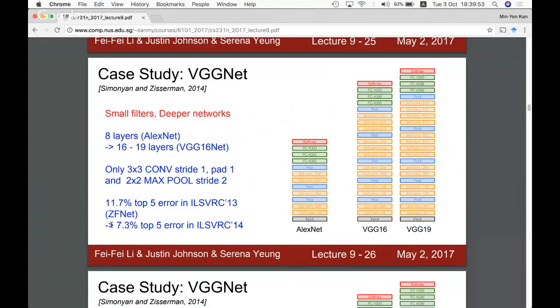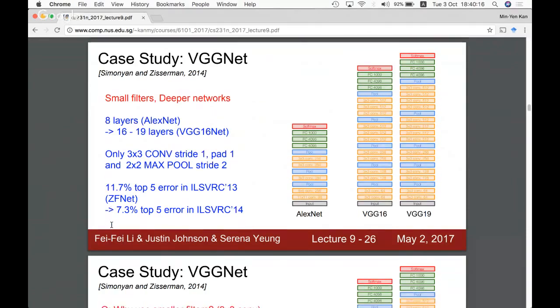They also tried out different architectures, and the 16 and 19 layers performed well. The 16 and 19 are similar in performance, but 19 has additional layers and more parameters, with just a slight improvement in performance.